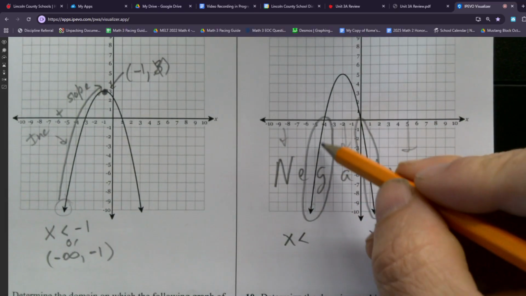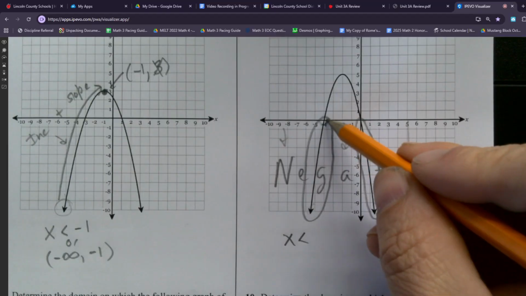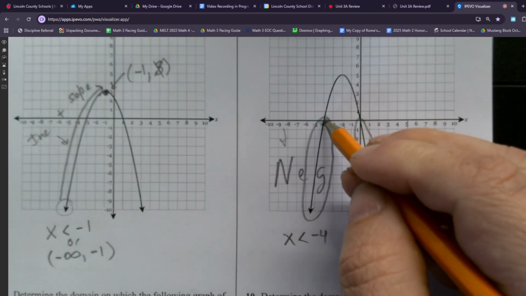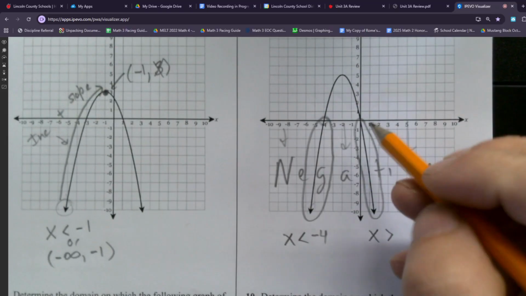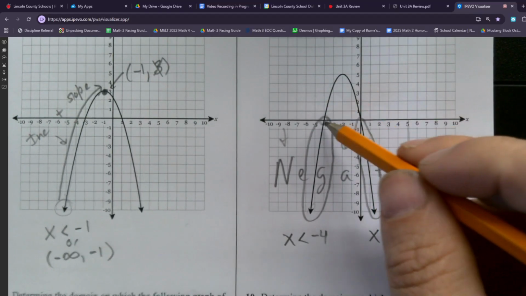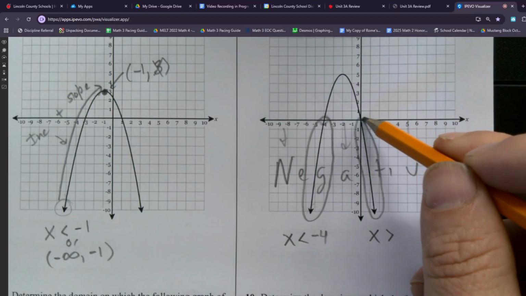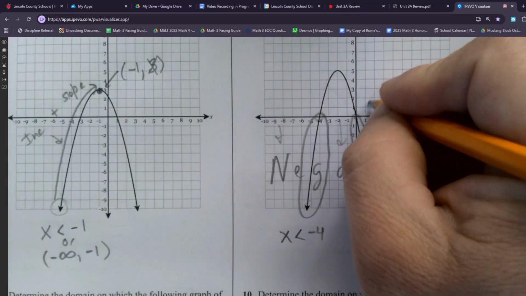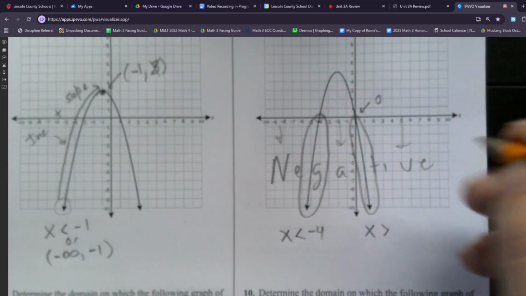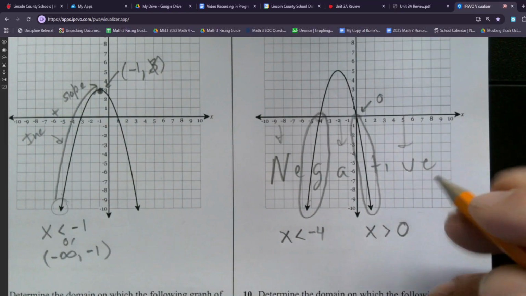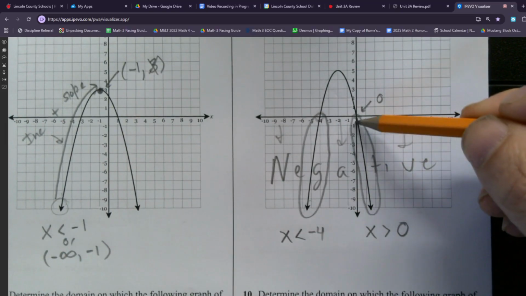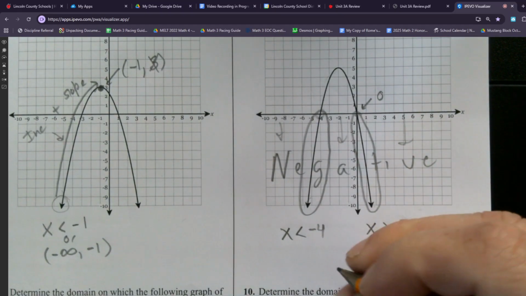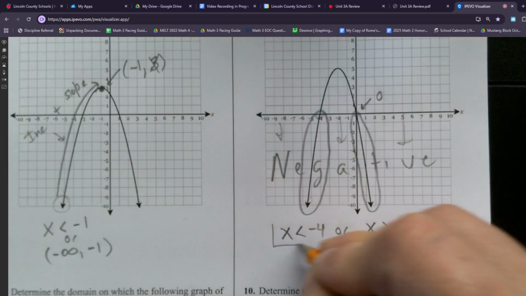All right, now, looking up here, where it stopped being negative was -4. It switched over to positive at -4. And then it kept positive between -4 and 0. And then it became negative again. So that number there is, of course, 0, the x value of 0. So any x value that's greater than 0 is going to have a negative y value because the graph is below the x-axis. So there's another one of those ors.